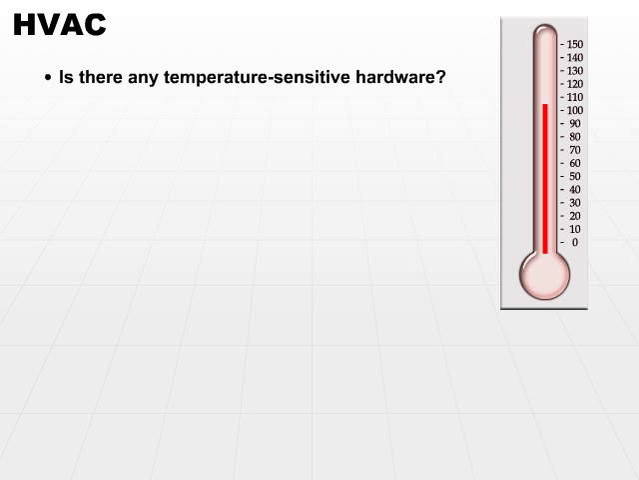The problem is that most computers create a lot of heat, so you have to dissipate that heat, take it out, put it somewhere else, so that you can keep the system cool enough to operate at optimal speed.